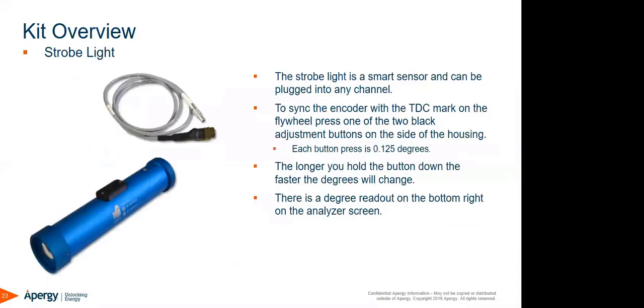Strobe light. The strobe light is a smart sensor and can be plugged into any channel. Sync the encoder with the TDC mark on the flywheel. Press one of the two black adjustment buttons to speed up or slow down the light. The TDC or timing light will only flash if you're in a machine. The timing light will stop flashing when you enter a collection point. If you want to see the flash while the collection point is unplugged, you will need to plug it back in.